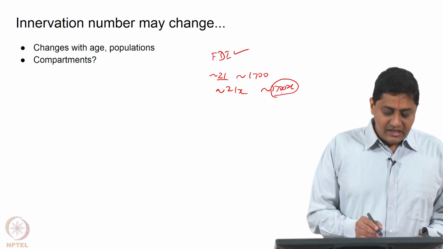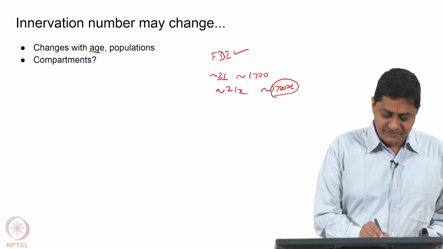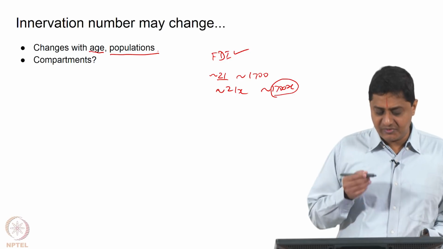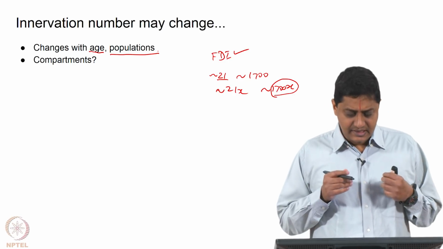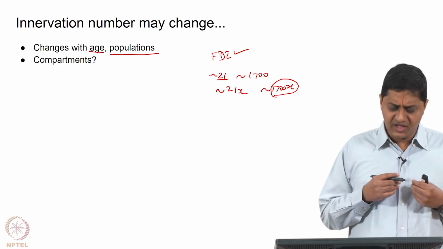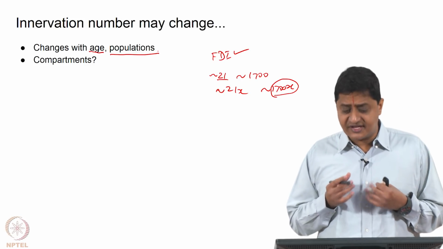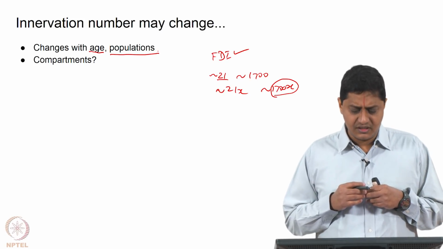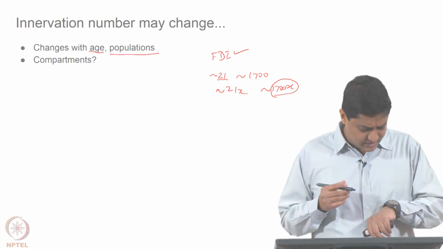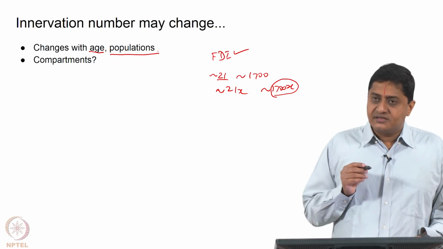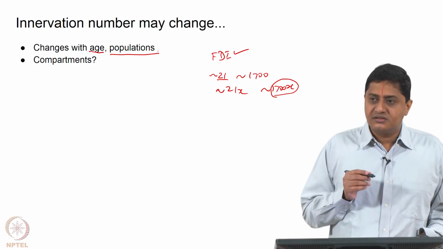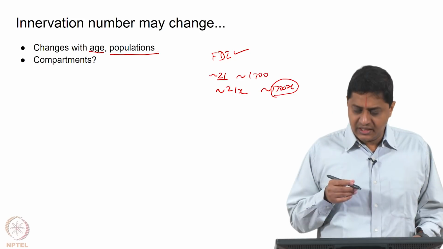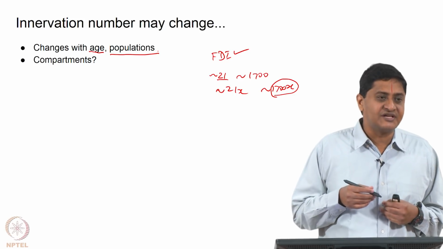What else happens? Innervation number changes with age, and it changes as a function of populations. What do I mean by populations? Health and disease, as a function of disease, as a function of health, as a function of exercise, as a function of the type of exercise, etc. So, what happens with age, for example? Some motor neurons simply die with age. As a person gets older, some motor neurons die, and what happens to the muscle fibers innervated by them?